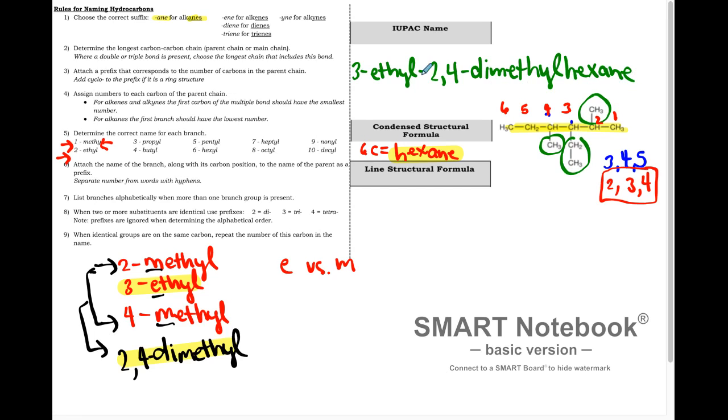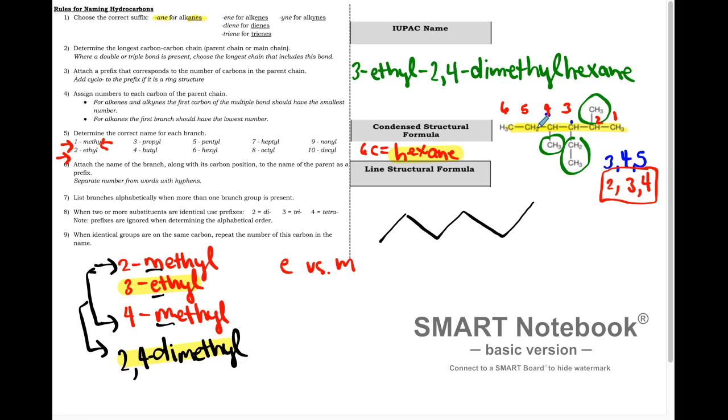3-ethyl-2,4-dimethylhexane. That's the IUPAC name for this compound. To draw the line structural formula, always start off with your main chain. Because it's a 6-carbon chain, I'm going to draw 6 carbons. Remember that we use that mountain peak kind of design. So we start at the bottom, 1, 2, 3, 4, 5, 6.